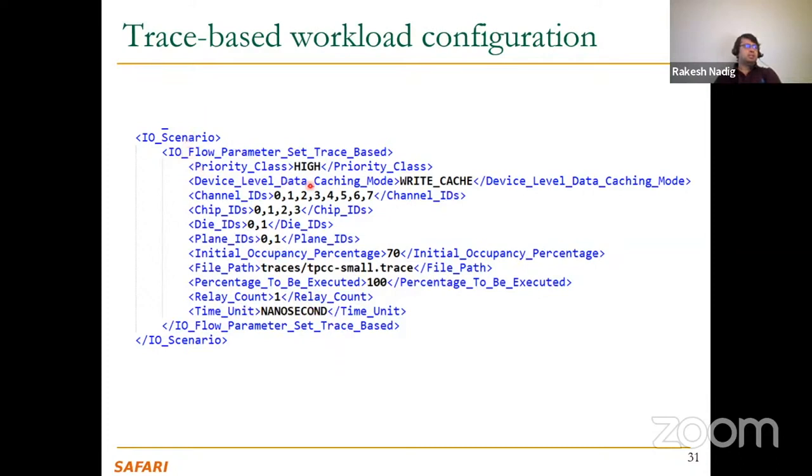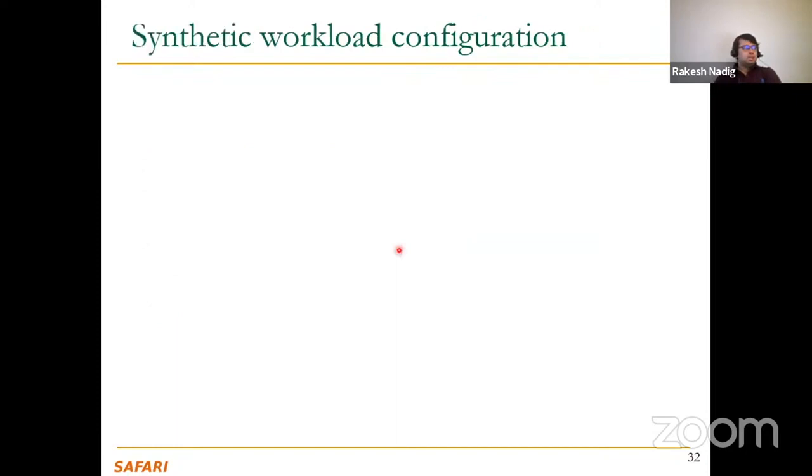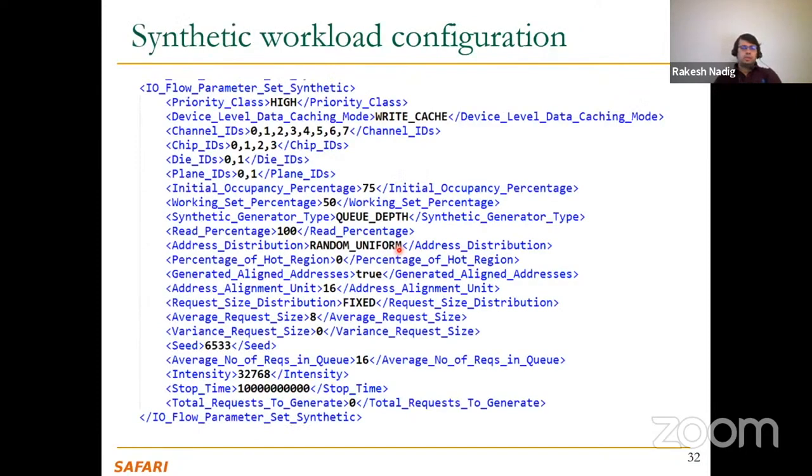And we can also define the priority class for the NVMe queues and the device level data caching. So these are some of the parameters that are required for a trace-based workload configuration. Then we have a synthetic workload configuration, which is basically configuring the simulator to generate its own request or the workload.